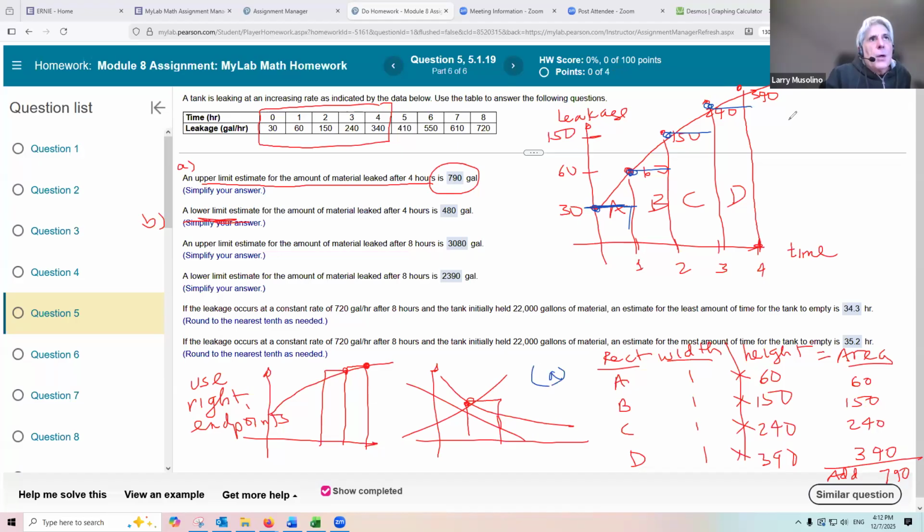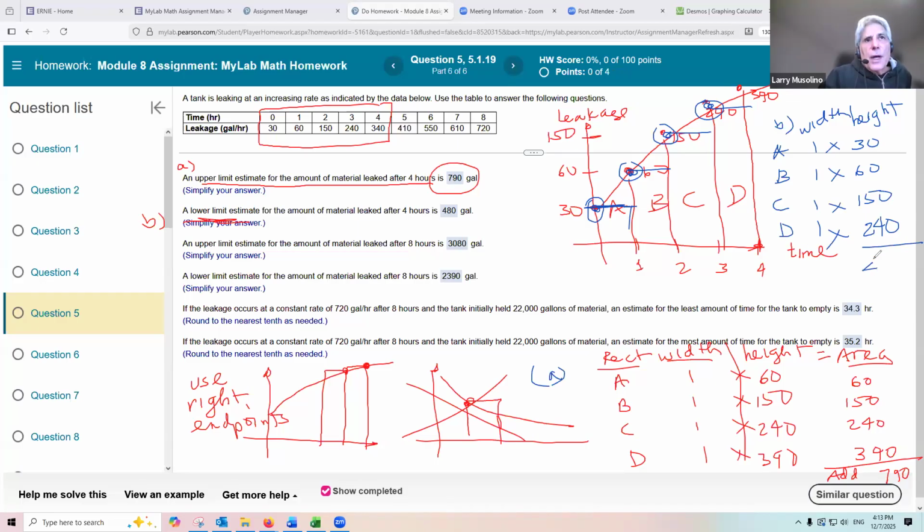So for part B, it's going to be rectangles A, B, C, D. The width is still 1. But now the height is the left endpoint. So I'm going to use 30 for rectangle A, 60 for rectangle B, 150 for rectangle C, and 240 for rectangle D. And you'll just multiply the width times the height, add those areas together. If you do that, you should end up with 480 here for this part B of the problem.